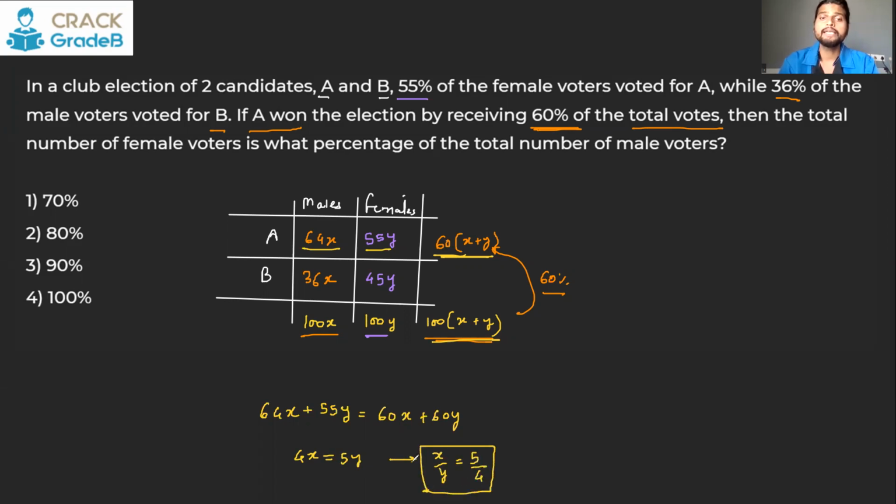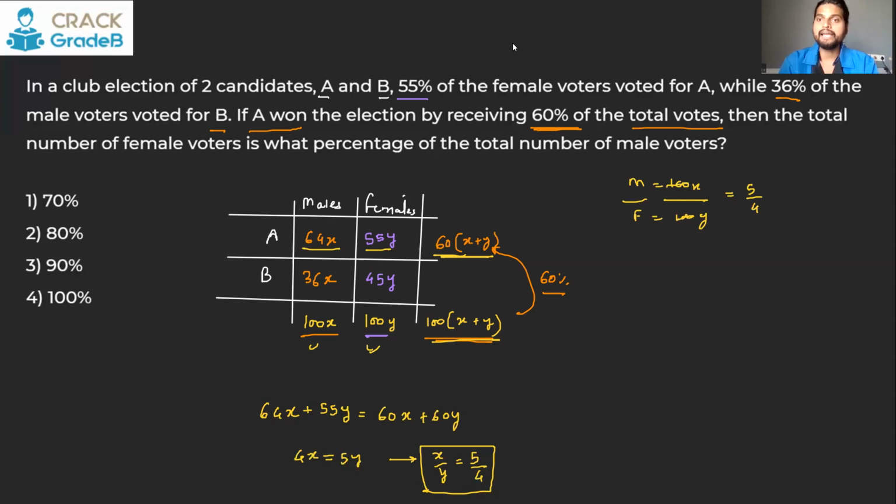What is this ratio? This ratio is nothing but the ratio of males and females. This is the ratio of males and females because males are 100x and females are 100y. So if I ask you what is the ratio of males upon females, 100x upon 100y is nothing but x upon y. So this is basically the ratio.